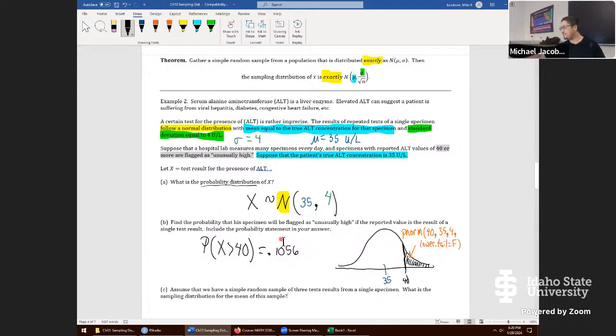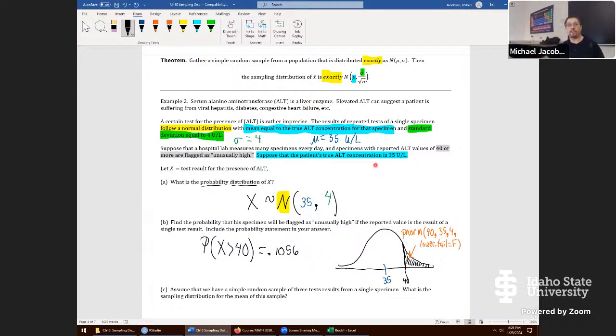But also looking at this, a practical interpretation wasn't asked for, but if you read it out, you would say there is a 10.56% chance that the test result will be flagged as unusually high, bigger than 40, when in fact the true patient's ALT was 35. So for these patients, we have a 10% chance of calling them back into the office with some potential medical problem, and that person is totally fine. They really don't have an elevated liver enzyme, not the ALT at least. So that's kind of rough in a certain sense.